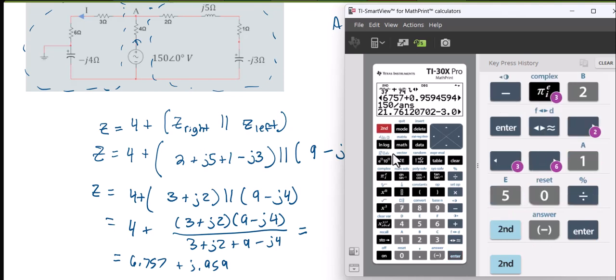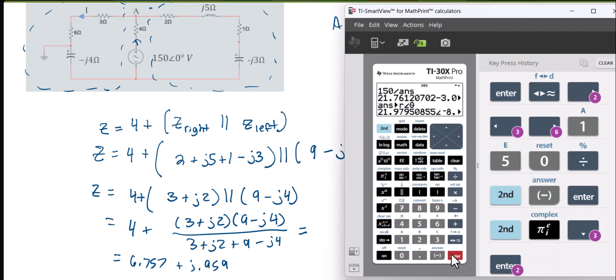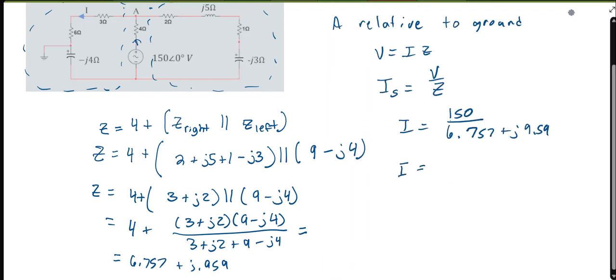I'll change it to polar to see if it matches what I have. And it does. Okay, so that is 21.9795, angle negative 8.08. Okay, so that gives us the source current.